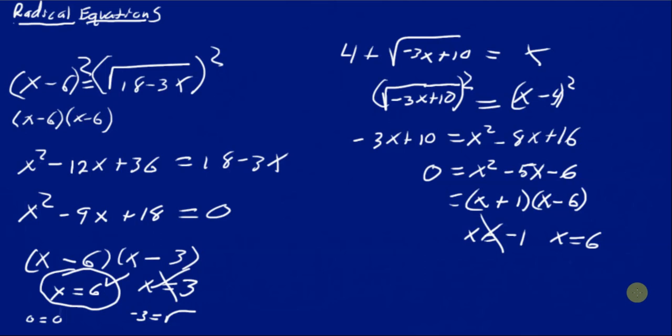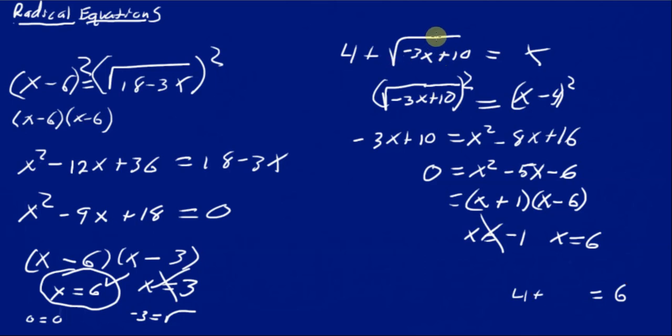All right, let's put a 6 in here. So if I put a 6 in, the right-hand side is 6. Over here is going to be 4 plus, now we got to put 6 in here. Negative 3x, so that's negative 3 times 6, that's negative 18. Negative 18 plus 10, that's going to equal a negative 8.